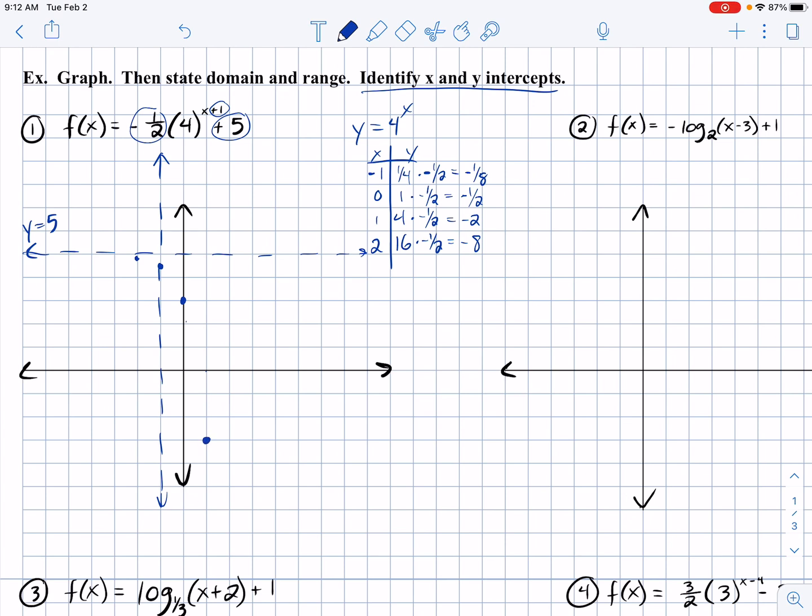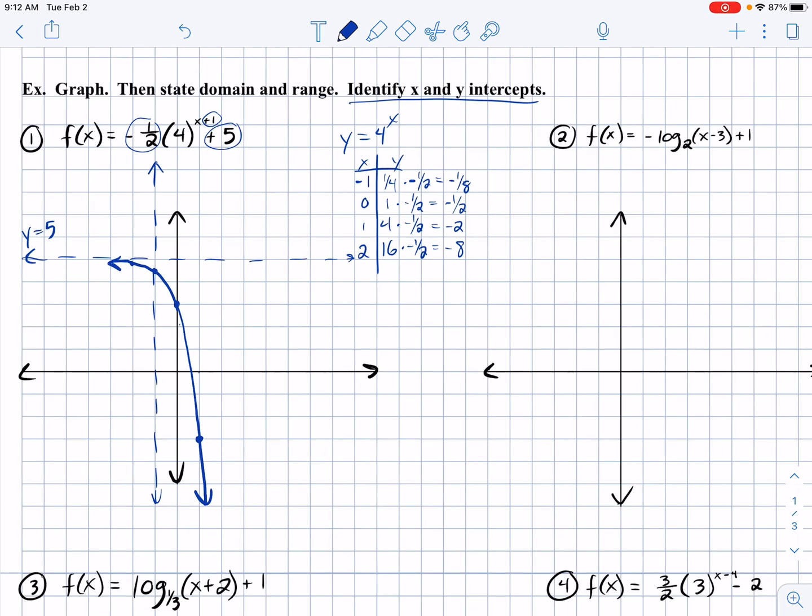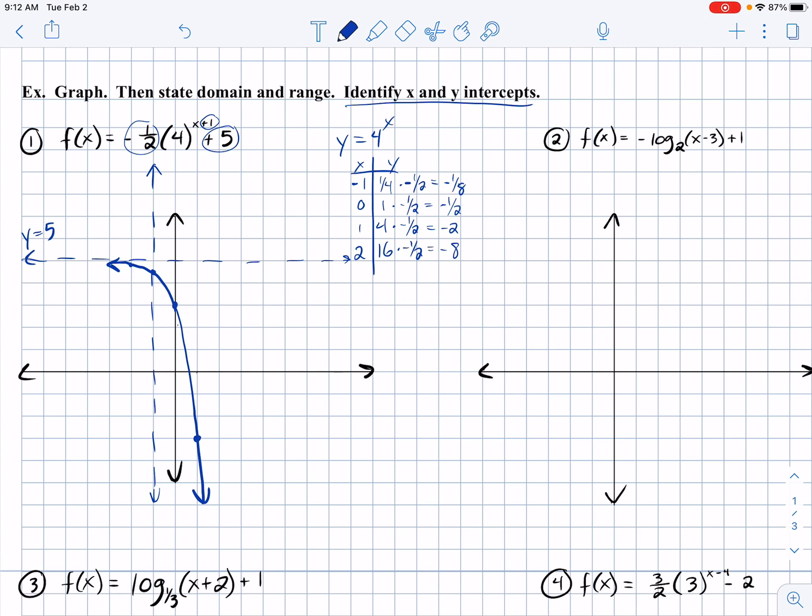All right. Pretty steep graph because our growth factor, or our base, is 4. This is an exponential growth function. Our base is 4, which is a lot higher than 1, so it's going to be pretty steep. Our domain is all real numbers, and then our range is everything less than our horizontal asymptote at 5. But I'd like us to focus more on this part here, x and y intercepts.